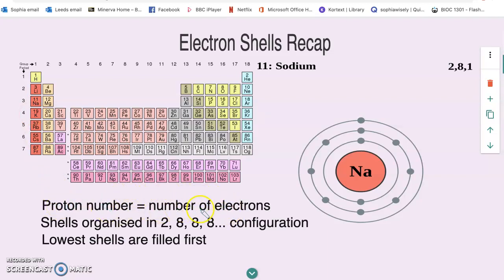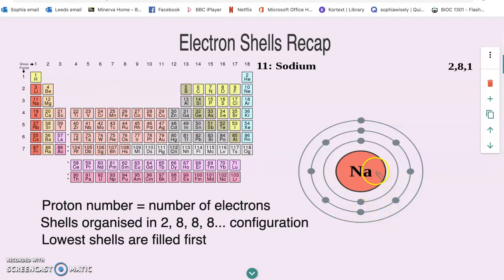And also shells are organised in a 2-8-8-8 configuration going outwards from the nucleus, and lowest shells are filled first to reduce the amount of energy in the atom so it's more stable. So for sodium, if there's 11 protons, there's then 11 electrons.